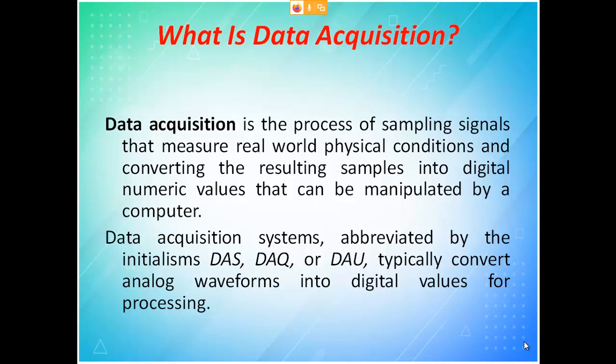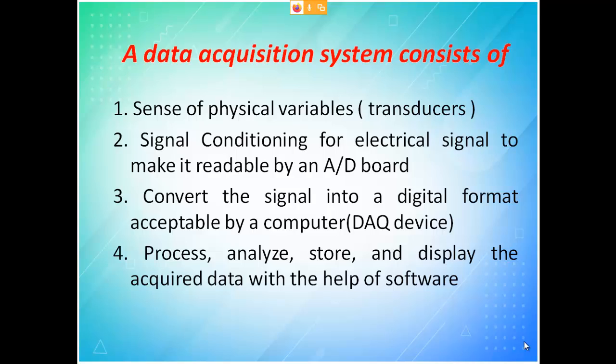Okay, a data acquisition system, abbreviated DAS, DAQ, or DAU, typically converts an analog waveform into digital values for processing. The data acquisition system consists of a sensor of the physical variable, which we call a transducer. That is what we have studied from day 1, sensors and transducers. We have studied so many transducers, and first of all, they play the role of sensing the physical variable.